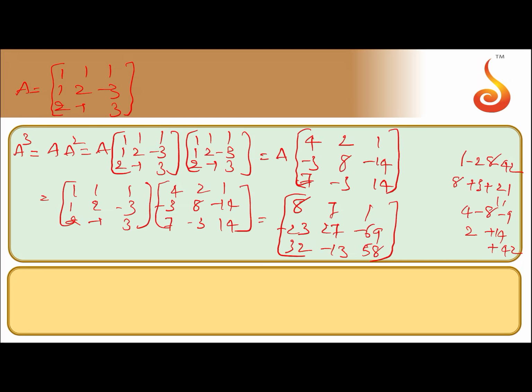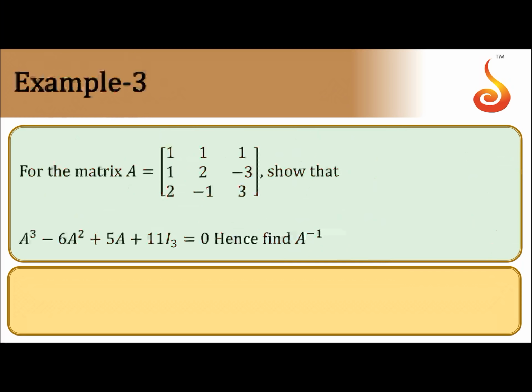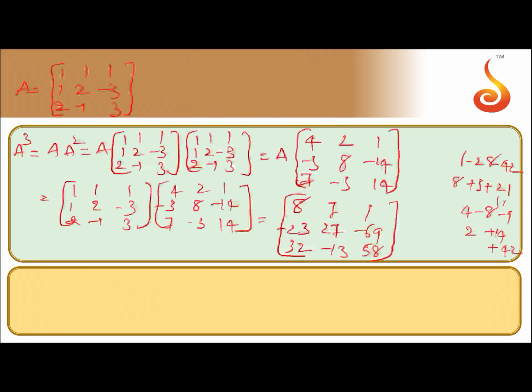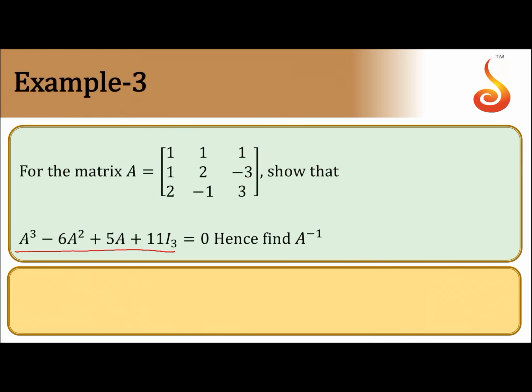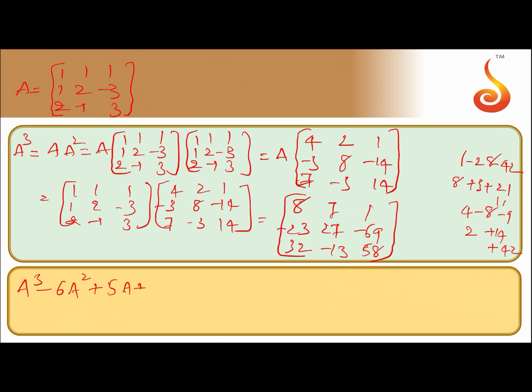This you got A cube. Now I have to get it. A cube minus 6A square plus 5A plus 11I. I have to calculate A cube minus 6A square plus 5A plus 11I. We need to simplify this value. A cube minus 6A square plus 5A plus 11 times unit matrix is equal to, A cube is this matrix. I hope you'll be getting 8, 7, 1, minus 23, 27, minus 69, 32, minus 13, 58.